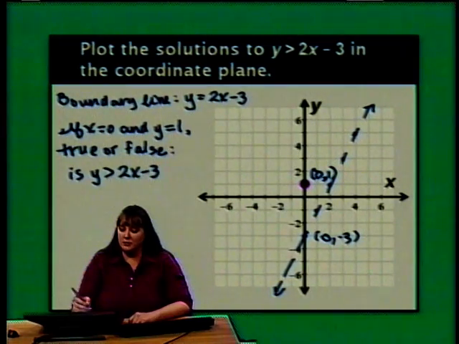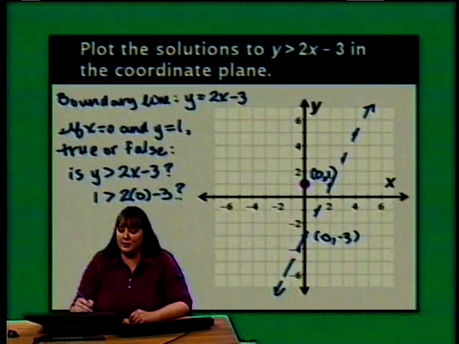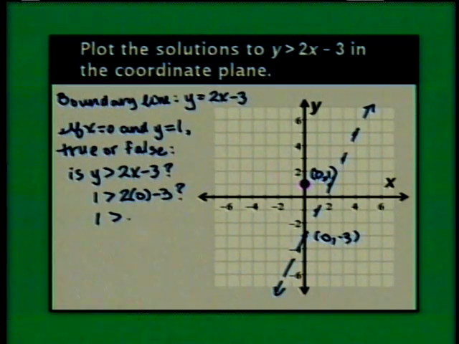Well, let's substitute 1 in place of y, and we want to know, is 1 greater than 2 times 0 in place of x, minus 3? Well, 2 times 0 minus 3 is 0 minus 3, which is negative 3. So we end up with 1 is greater than negative 3. This is true. So indeed, on points above the line, y is going to be greater than 2x minus 3. So I want to shade above the line.